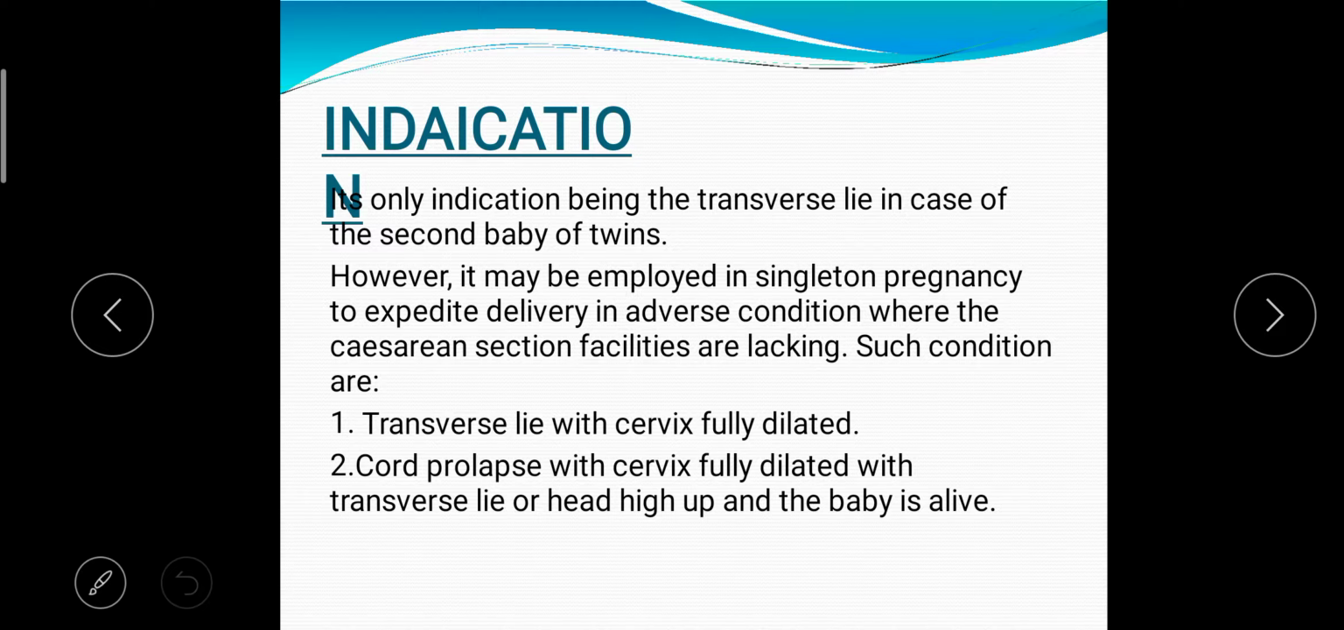But in the internal, we are going to do it with the hand inside the uterus. So indication, its only indication being the transverse lie in case of the second baby of twins. Okay, only if the baby is transverse. I have told you what you mean by transverse, and in case of second baby of twins. However, it may be employed in singleton pregnancy to expedite delivery in adverse conditions where cesarean section facilities are lacking. Such conditions are transverse lie with cervix fully dilated, and cord prolapse with cervix fully dilated with a transverse lie or head high up and the baby is alive. Okay, these are some indications.